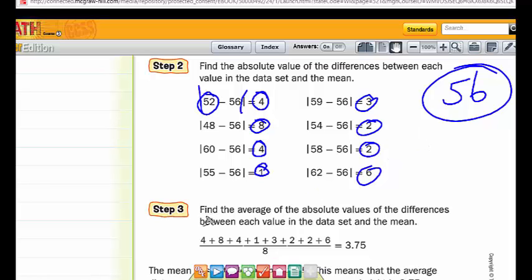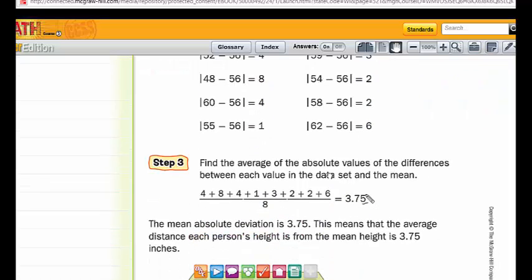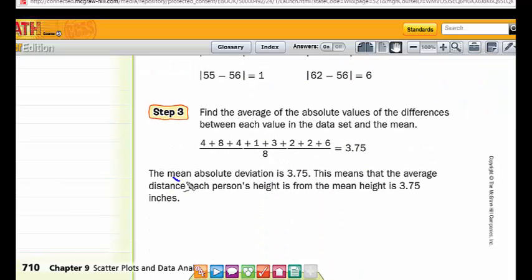So what we need to do next is find the average of the absolute values. Remember, these are all the absolute values of the differences between each value in the set of data and the mean. So we take that, add it all up. There are 8 pieces of data, so we divide by 8, and we get 3 and 75/100ths. So we can conclude that the mean absolute deviation is 3 and 75/100ths. This means that the average distance each person's height is from the mean height is 3 3/4 inches.